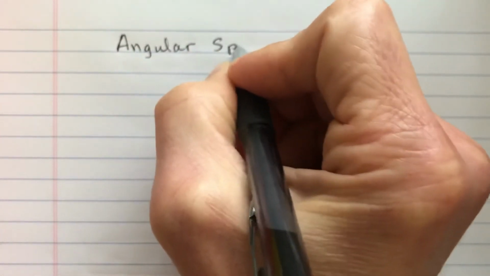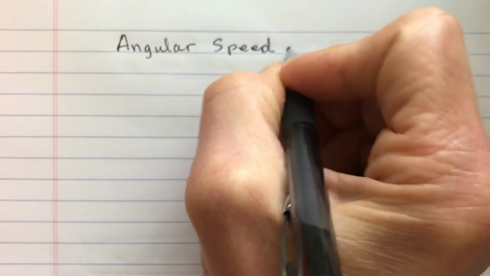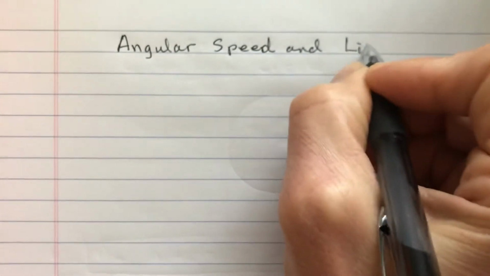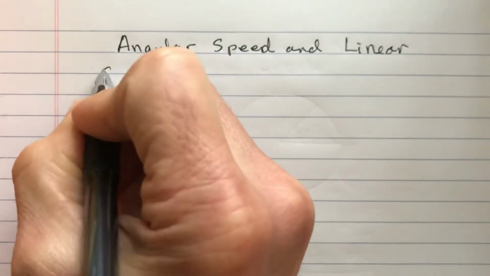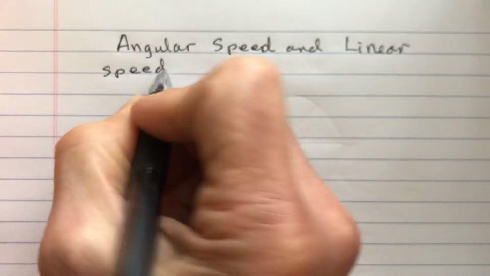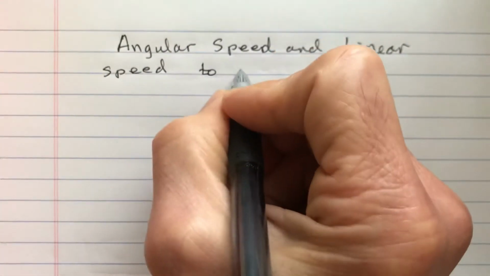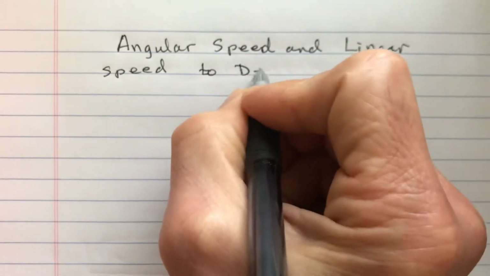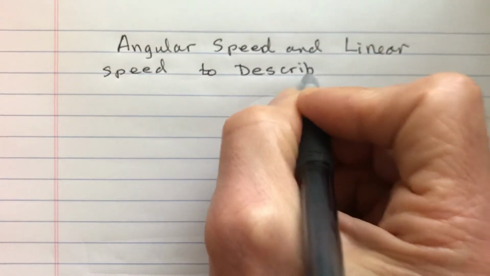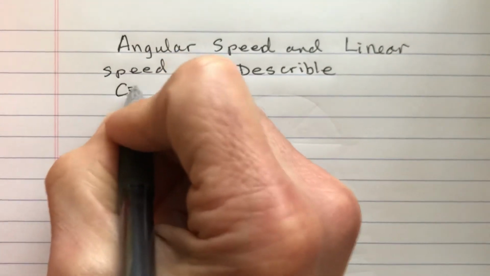Okay, what we're going to look at here is angular speed and linear speed to describe circular motion.